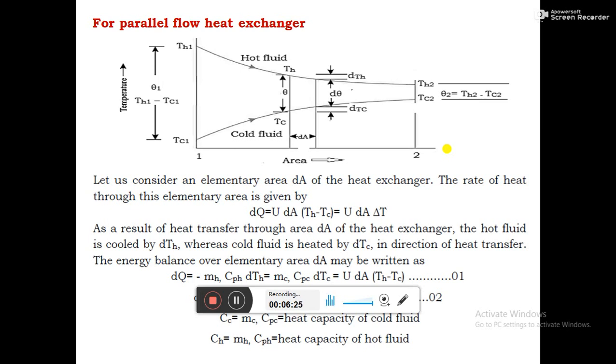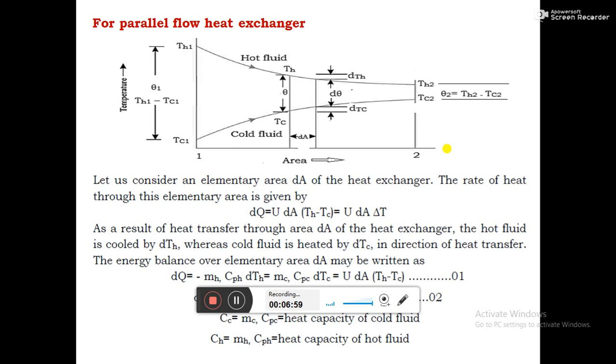The temperature of the hot fluid drops from Th1 to Th2 and the temperature of the cold fluid rises from Tc1 to Tc2. In a parallel flow heat exchanger, the temperature difference θ1 at the inlet of the heat exchanger is Th1 minus Tc1, and the temperature difference at the outlet of the heat exchanger, θ2, is Th2 minus Tc2.